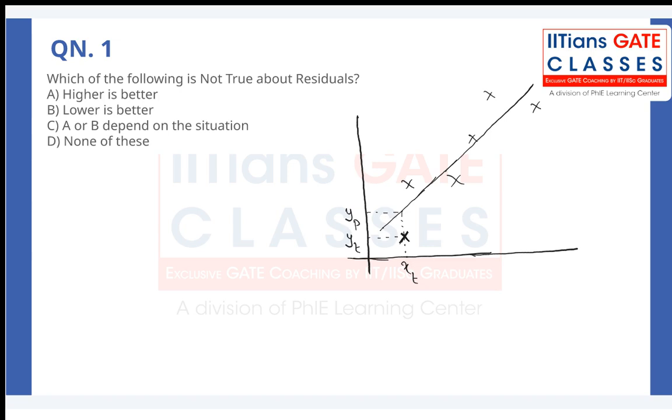So this part, the difference between yp and y true, is my residual, the part that is left, the residue. Whenever you are trying to fit a line to some set of data points, the difference between what it was versus what your model predicted, that difference squared, is called a residual.